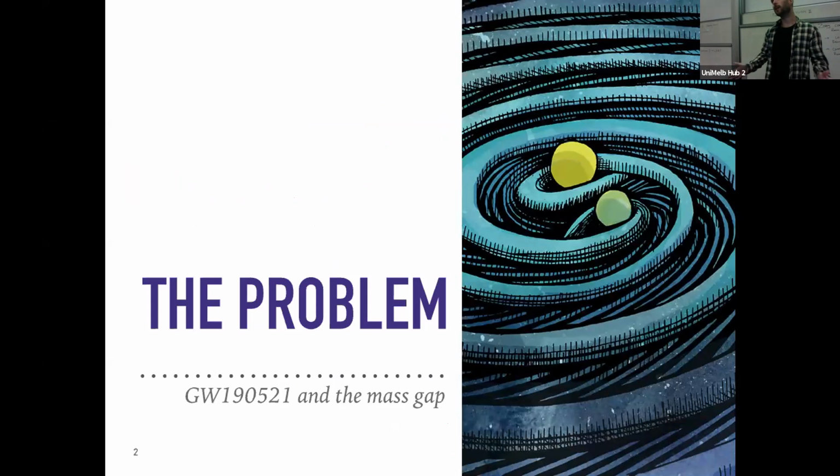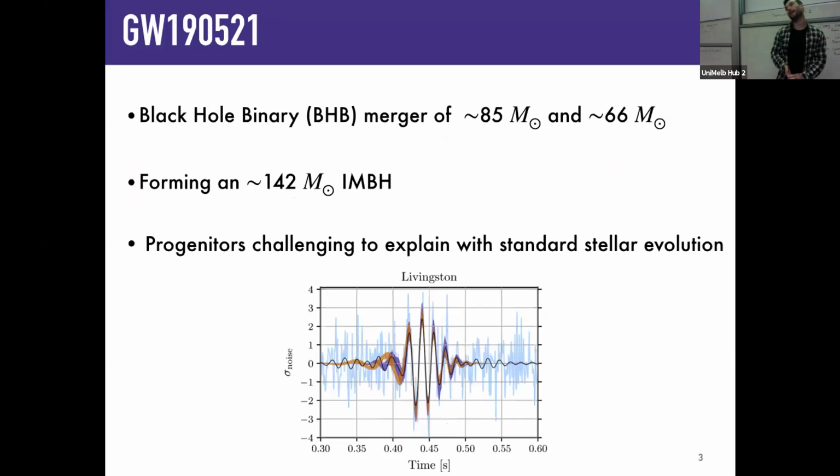So first of all, the problem that leads us to want to think about these hierarchical formation scenarios, as many of you have already heard about this week and probably prior, is the GW190521 detection that was announced last year. It was a detection of a binary black hole merger involving an 85 solar mass black hole merging with a 66 solar mass black hole, which led to the formation of an approximately 142 solar mass IMBH.